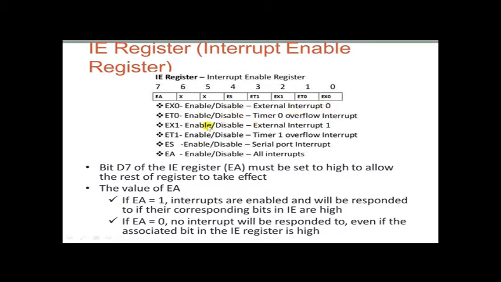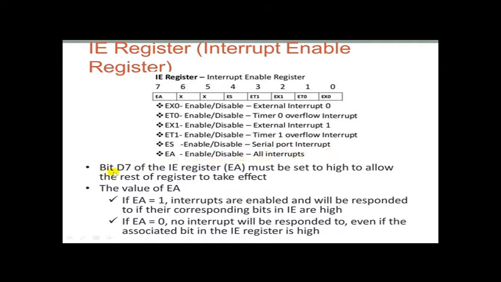ET0 enables or disables the timer 0 overflow interrupt. ET1 enables or disables the timer 1 interrupt, that is the timer 1 overflow interrupt. ES enables or disables the serial port interrupt. EA means enable or disable all the interrupts.